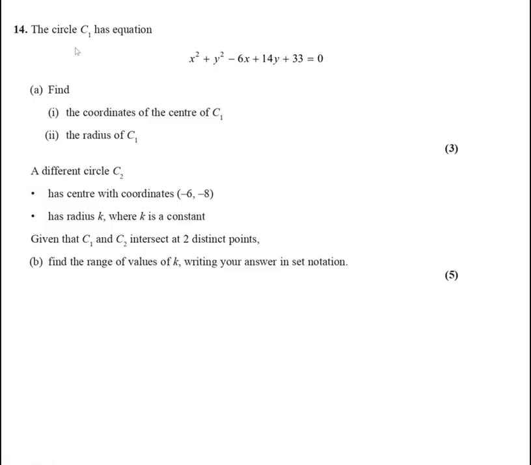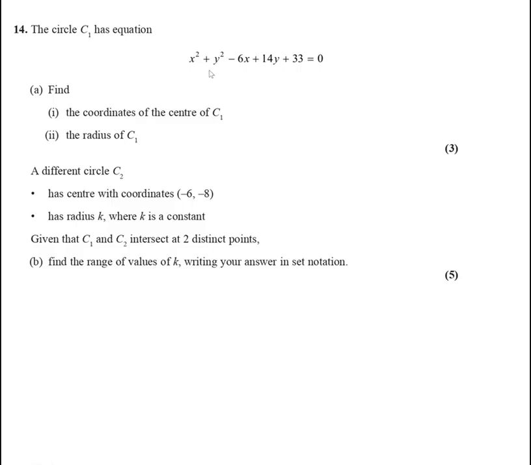Question 14. Circle C1 has equation x squared plus y squared minus 6x plus 14y plus 33 equals 0. Question A. Find the coordinates of the center of C1 and the radius of C1.